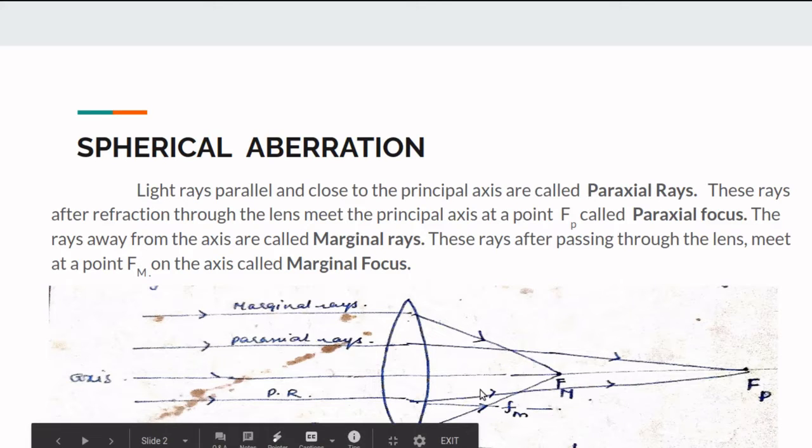We know that the distance between the focus and the center of the lens is known as focal length. It is denoted by small f. Therefore, the distance between the marginal focus and the center of the lens is known as the marginal focal length, small fm. And the distance between the paraxial focus and the center of the lens is known as the paraxial focal length, fp.